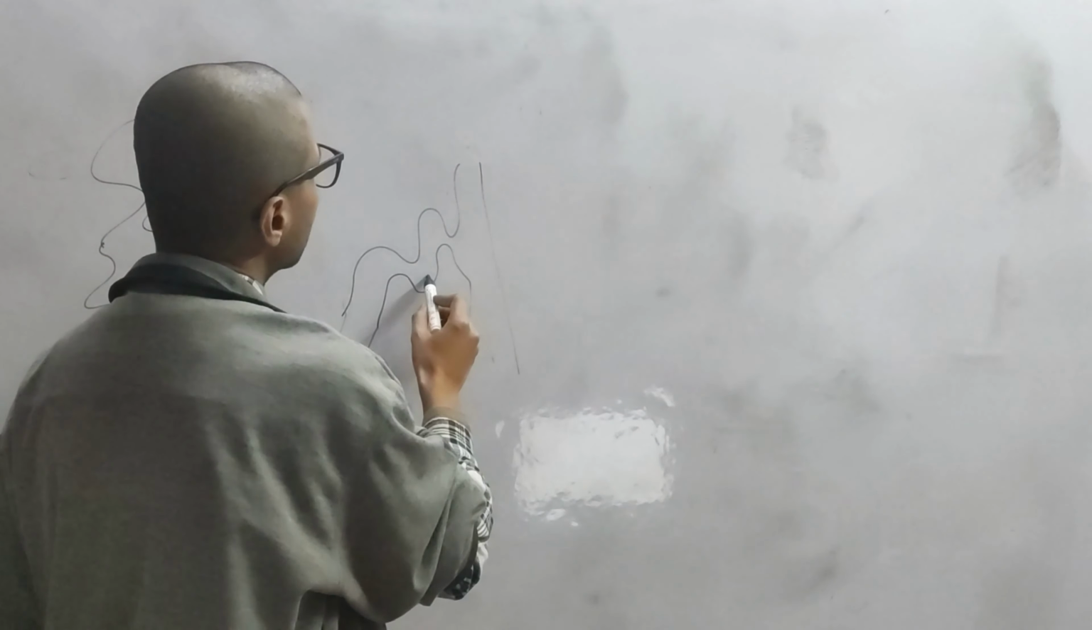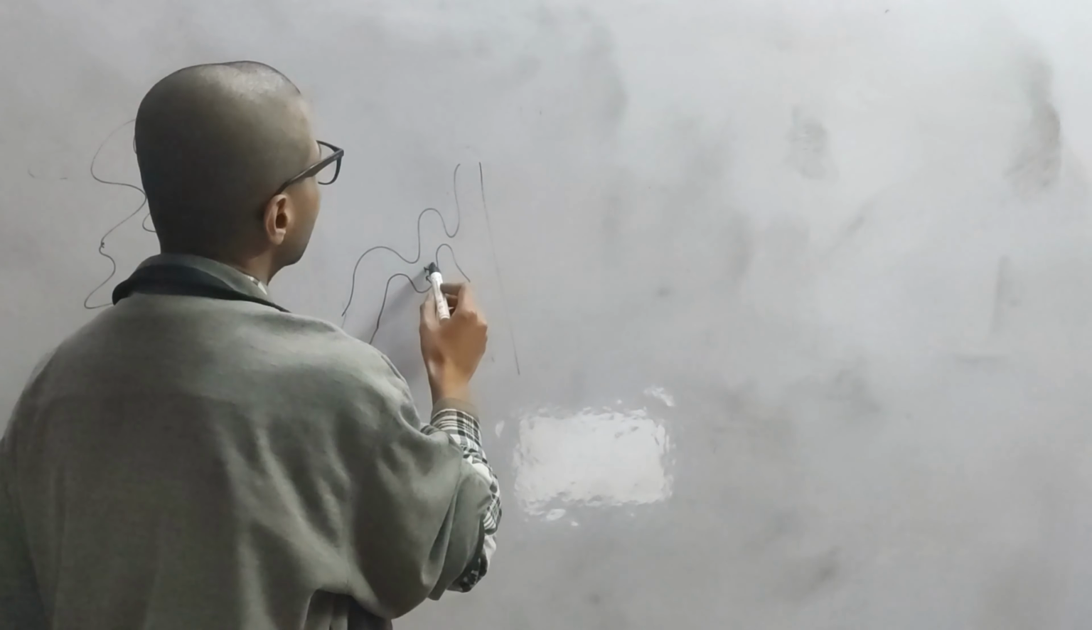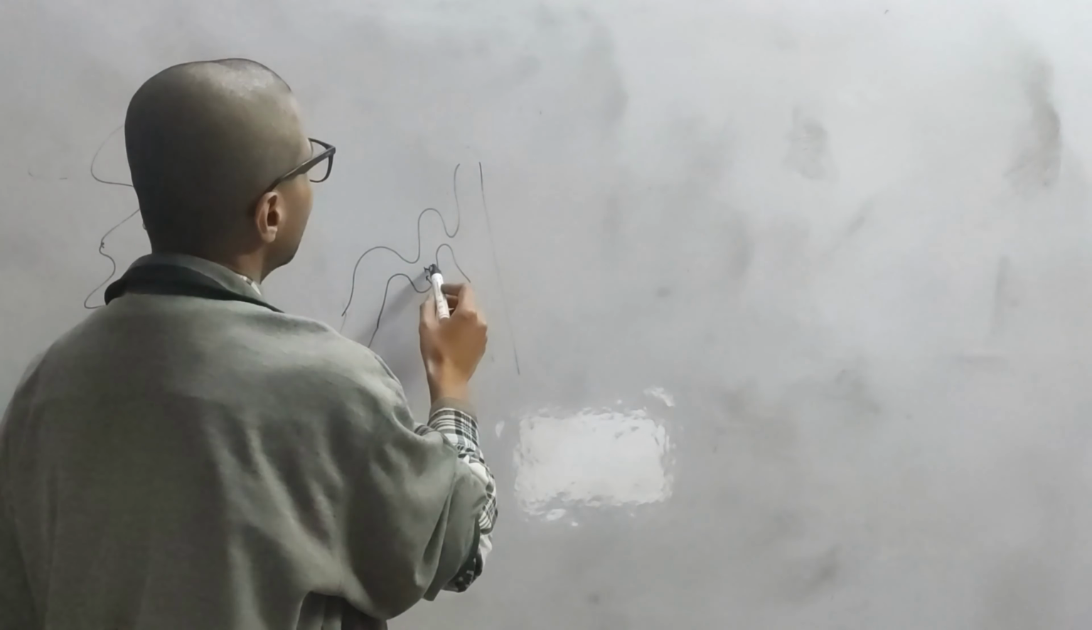So let's suppose this is the proximal convoluted tubule, and this is the distal convoluted tubule, and this is the collecting duct. In the distal convoluted tubule, what happens is that H plus ion is secreted and thrown out of the tubules. That is the job of the distal tubule, to secrete the H plus ions to throw out of the kidney.